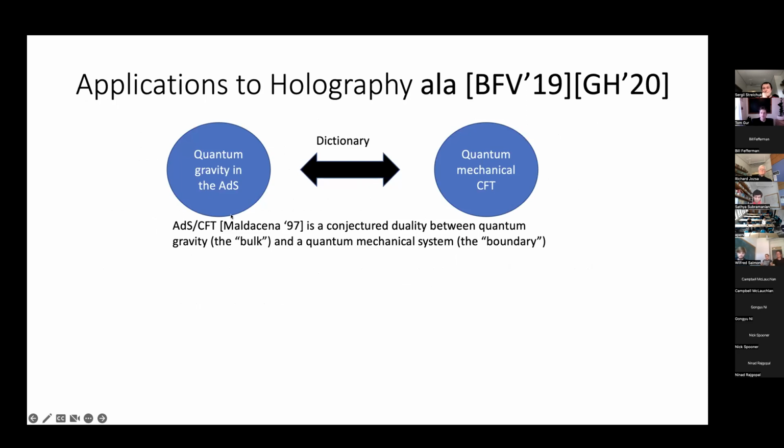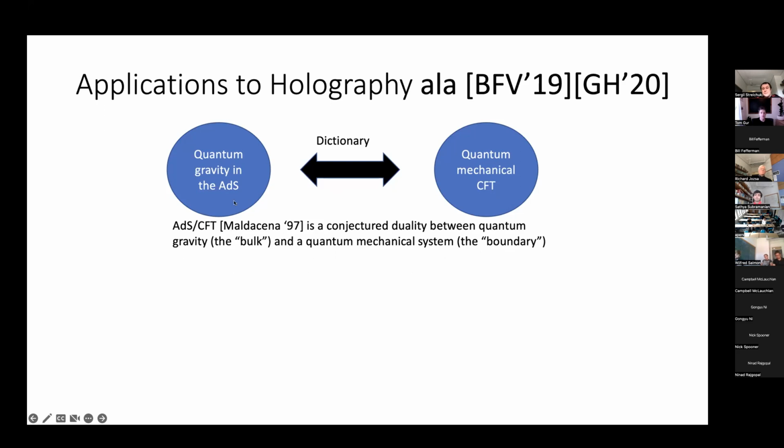But I can try to say very briefly what's going on here. At a very high level, there's this very famous AdS/CFT correspondence, which is a conjectured duality between a theory of quantum gravity, which we call the bulk, in anti-de Sitter space, and a quantum mechanical system, which is a conformal field theory, or a CFT.